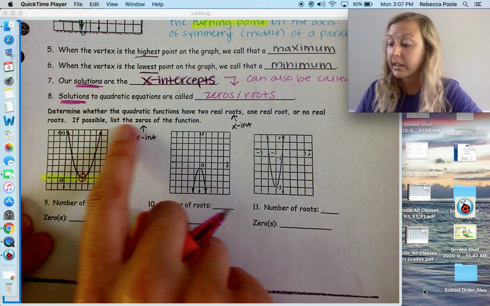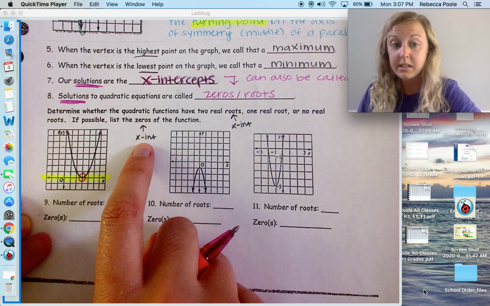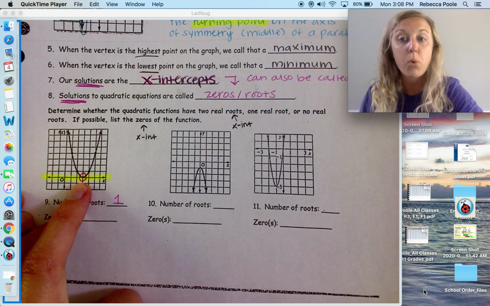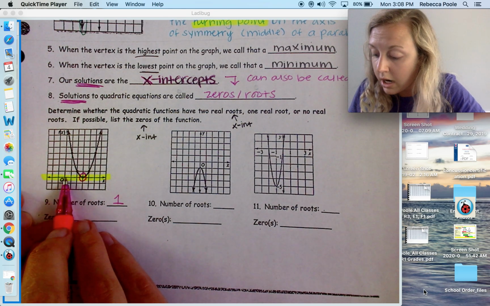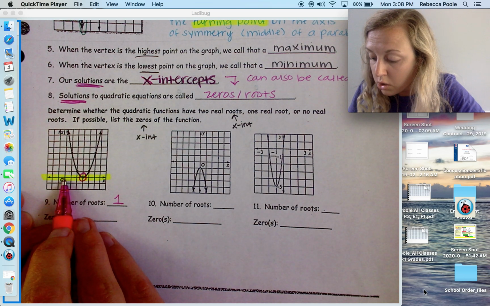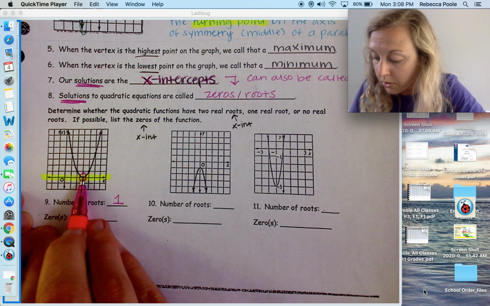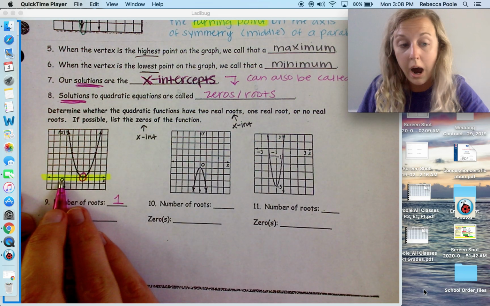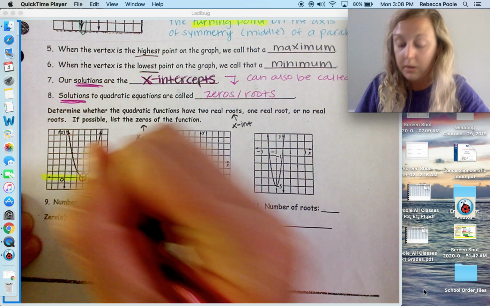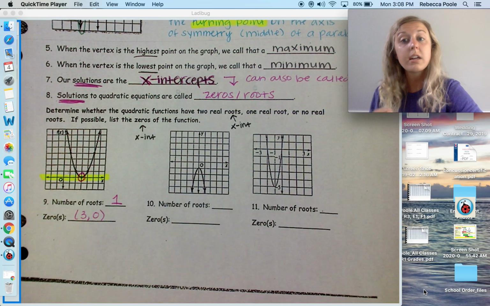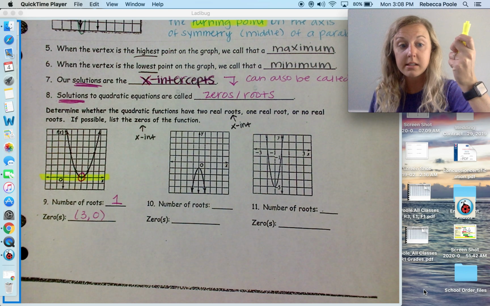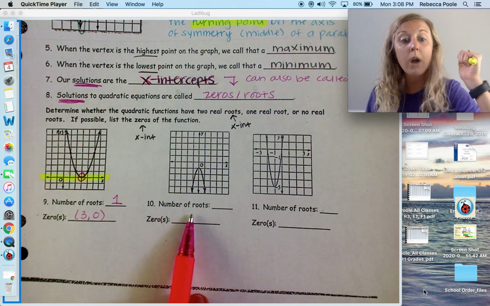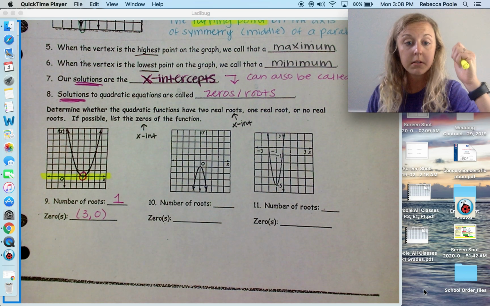Now, it says list the zeros or the x-intercepts of the function. So right here, all I want you to do is tell me what that point is, okay? So if we start at 0, 0, our home base, it goes right 1, 2, 3. So this x-intercept, the x is 3, and remember the y is 0 because it's an x-intercept, okay? So that's all you're doing. Highlight your x-axis, find the number of times it touches, and then write the ordered pairs here. Sound good? All right, let's do another one.